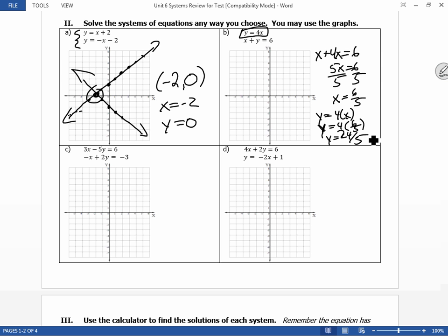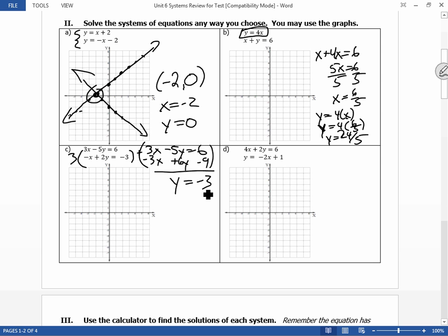For C, both equations are in what we refer to as standard form. So the easiest way to do this is I'm going to multiply the second equation by 3 so that the coefficients of x are additive opposites. Then I'm just going to add the two equations together. I'll end up with y equals negative 3.